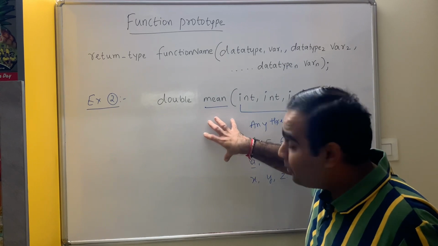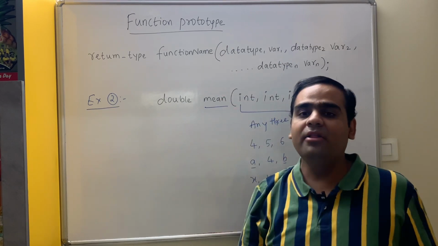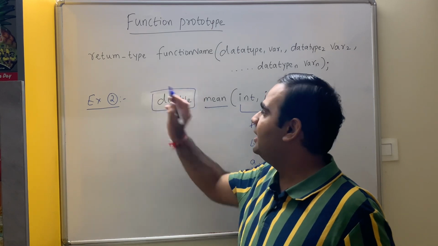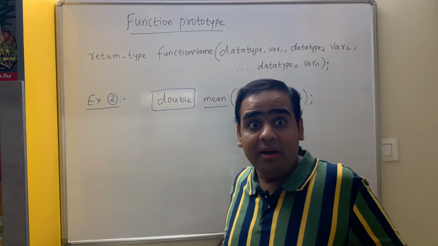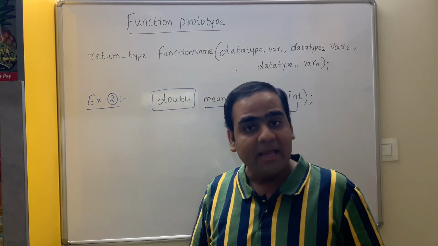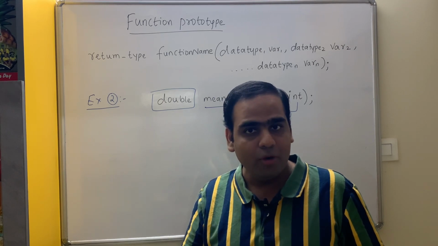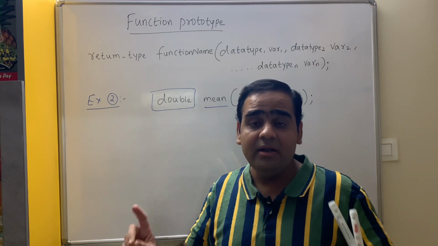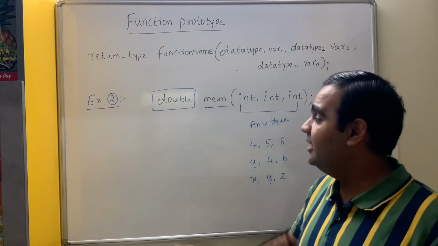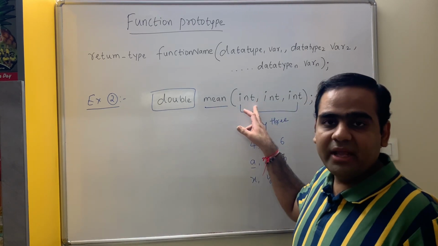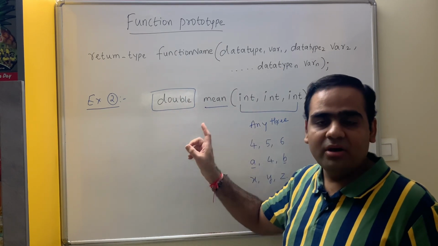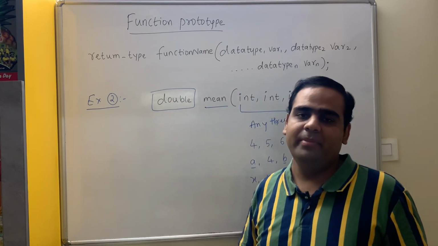It does some computation, and it returns the answer in the double data type, in double format. What double number? It can be any double number. It can be 0.0, it can be 4.3, it can be 9.8, it can be any double number. So how do we read it? Mean is a function which takes any three integers as input and it returns the answer in the double format.